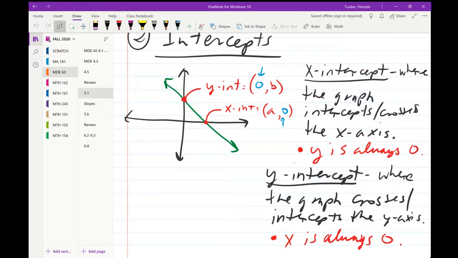All x-intercepts have the characteristic that y is always equal to zero. All y-intercepts have the characteristic that the x component is equal to zero. So if you're trying to find your x-intercept, let y be equal to zero. If you're trying to find your y-intercept, let x be equal to zero. That will always be the case.